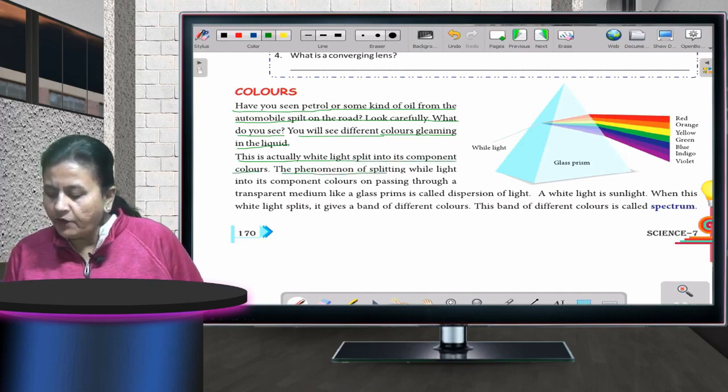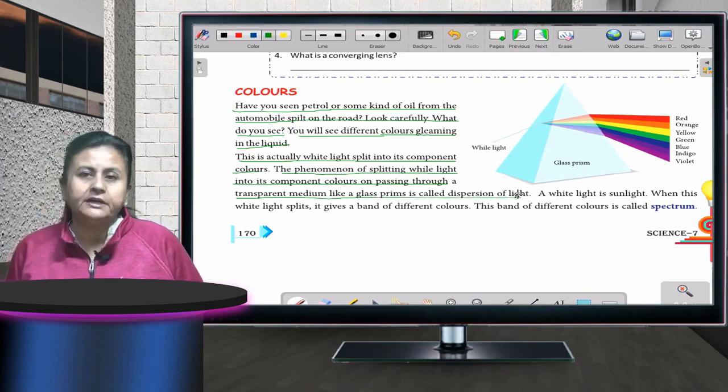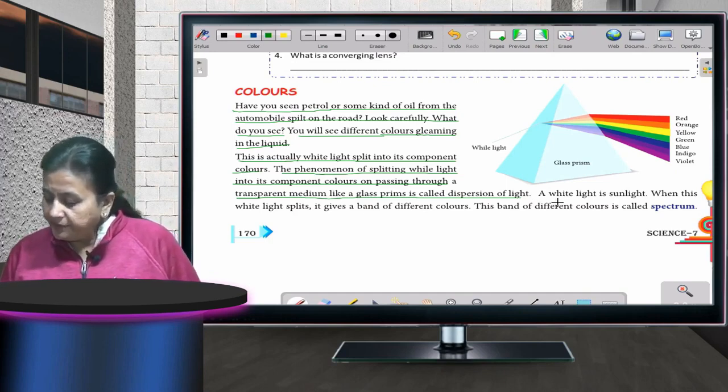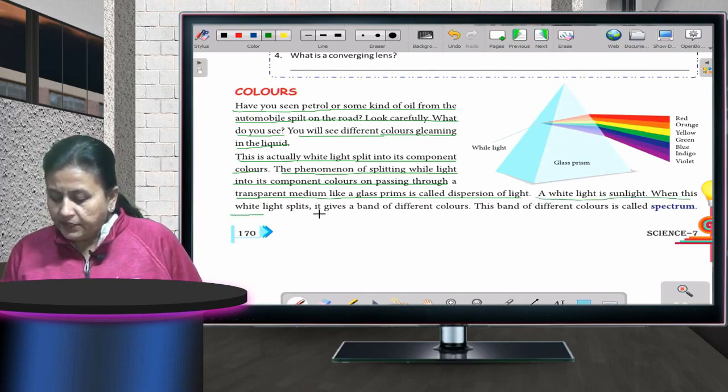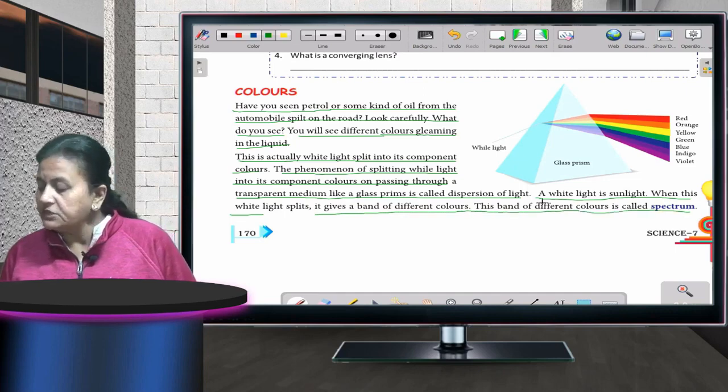The phenomenon of splitting white light into its component colors on passing through a transparent medium like a glass prism is called dispersion of light. Light is actually white in color, but it is made up of 7 different colors. White light is sunlight. When this light splits, it gives a band of different colors. This band of different colors is called a spectrum.